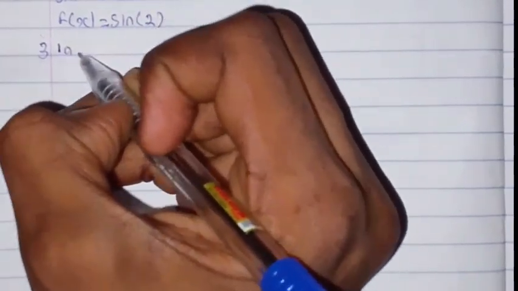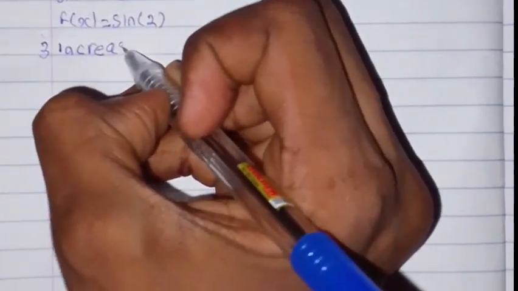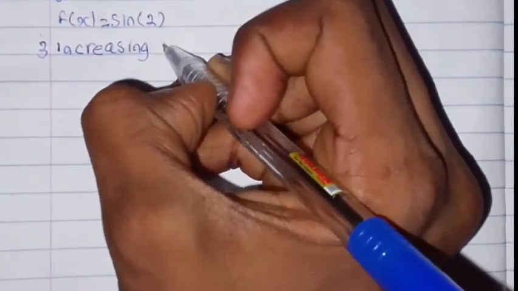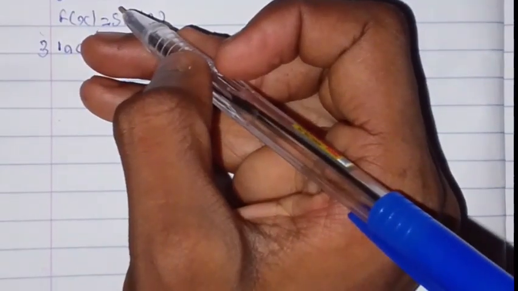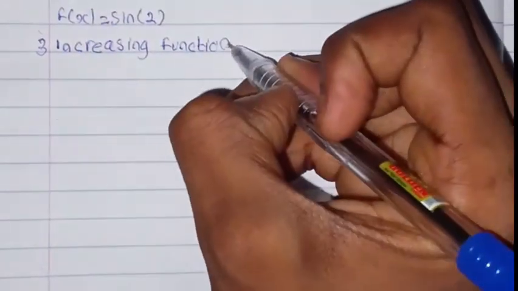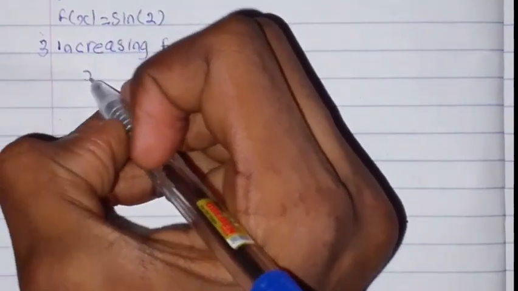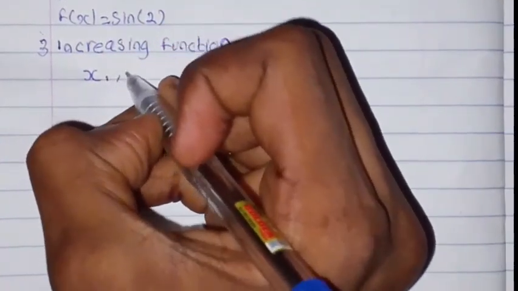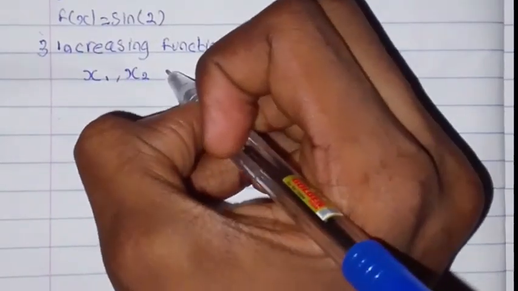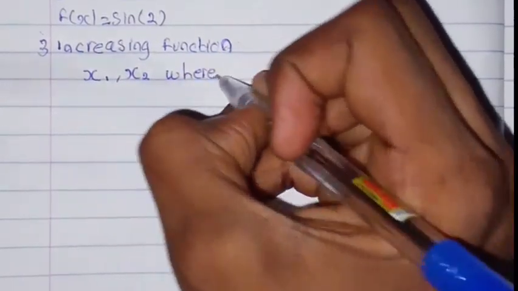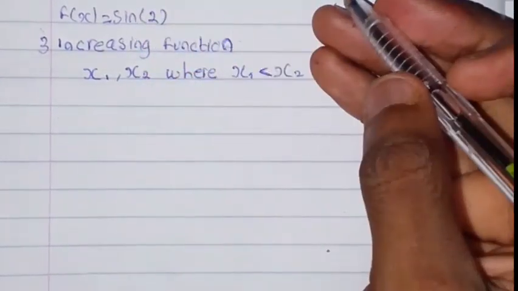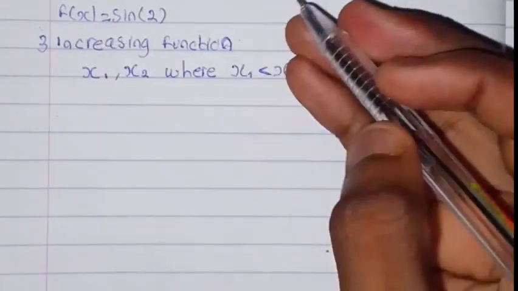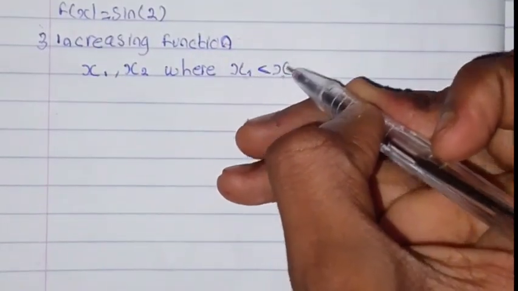The next we have are increasing and decreasing functions. Let's take increasing functions first, though a decreasing function is of course the direct opposite. Let's say you have 2 points on the x-axis, x1 and x2, where x1 is less than x2. What does this indicate? This indicates you are moving to the right of the x-axis. So x1 is less than x2; x2 is the bigger value.